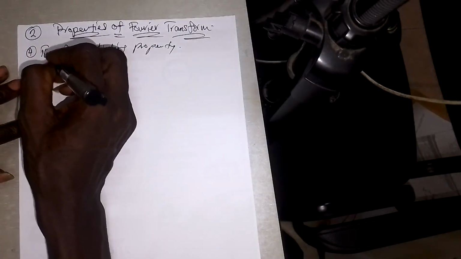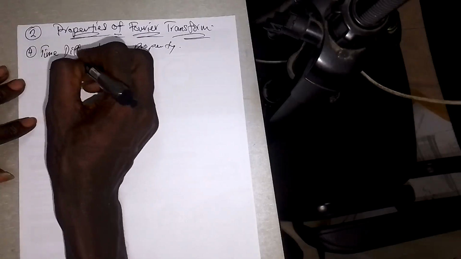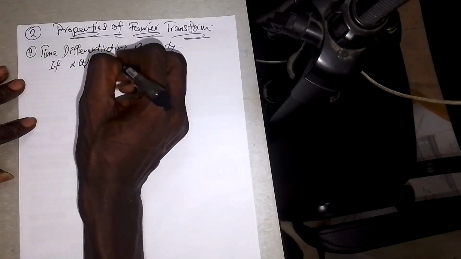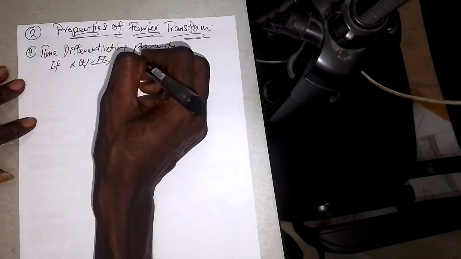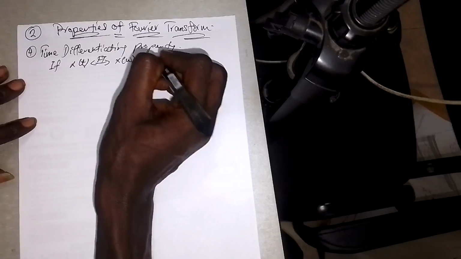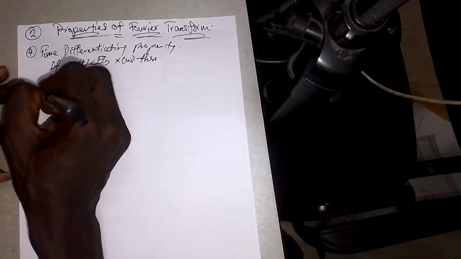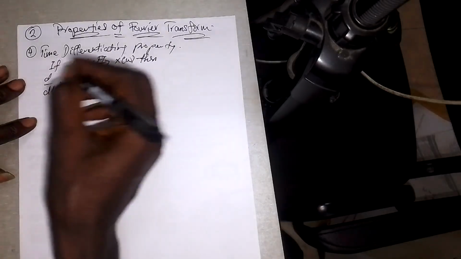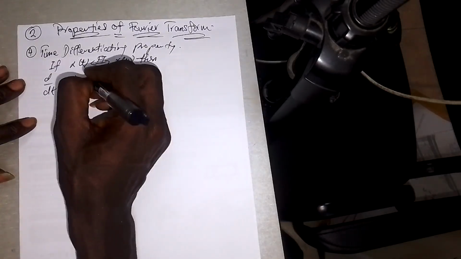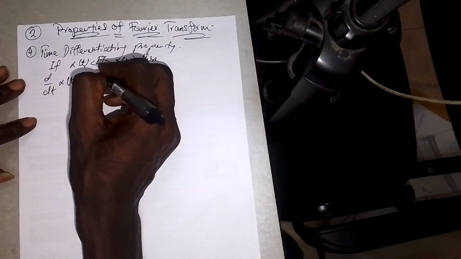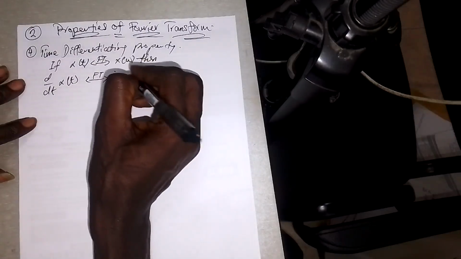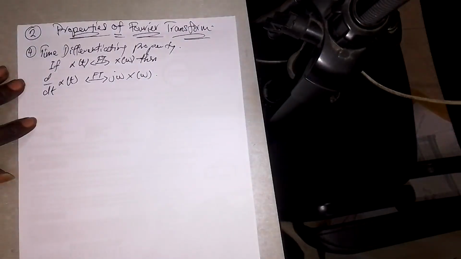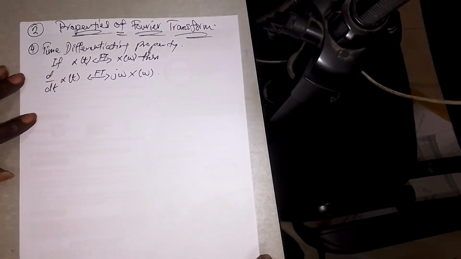So if x of t has a Fourier transform of X of omega, then in terms of time differentiating, d/dt of x of t, which is in the time domain, and it's time differentiating because we are differentiating the time domain, will give j omega, which is the frequency domain, times X of omega.